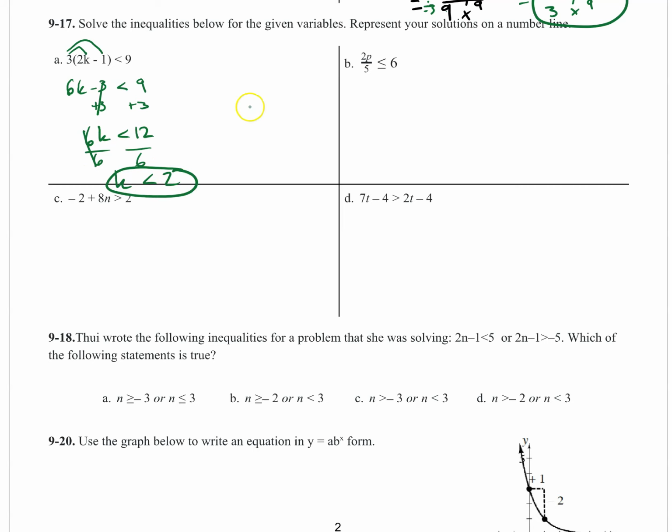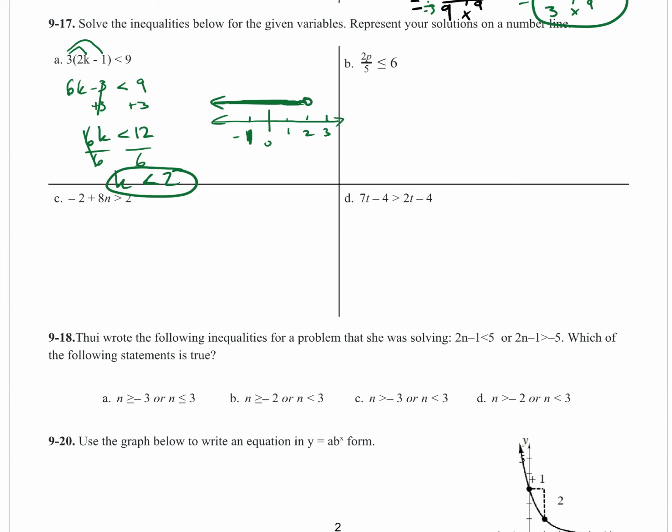So that's part 1. Part 2 is to represent it on the number line. When you draw your number line, make sure it includes at least 4 integers. So that's -1. All right, k is less than 2, so I'm going to put a boundary point at 2. That's the open circle. Less than means towards the left, and it's less than, so I'll leave it as an open circle.